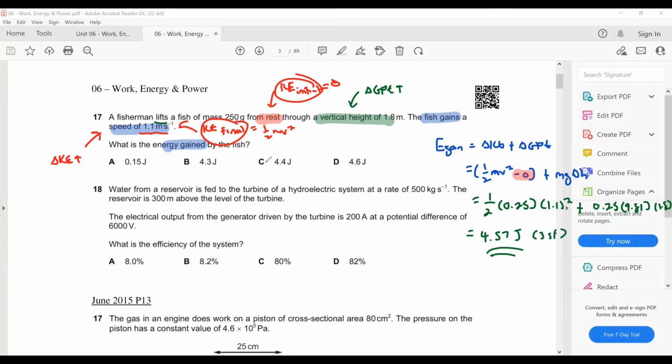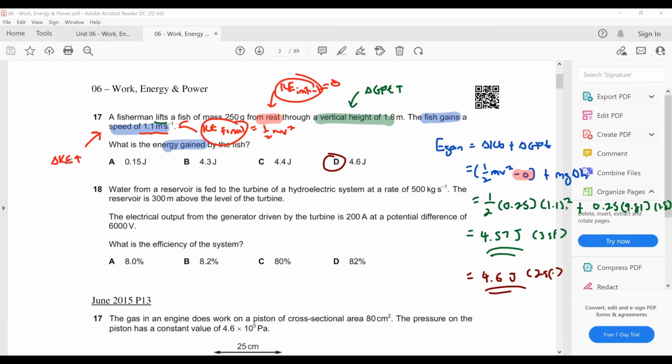So this is at 3 SF. Your MCQ questions tend to round up your answers to 2 SF. So if you want to see which is the correct answer, round it up to 2 SF. It's supposed to be 4.6. So answer is D. All right, so this one is okay. Then we move on to the next one.